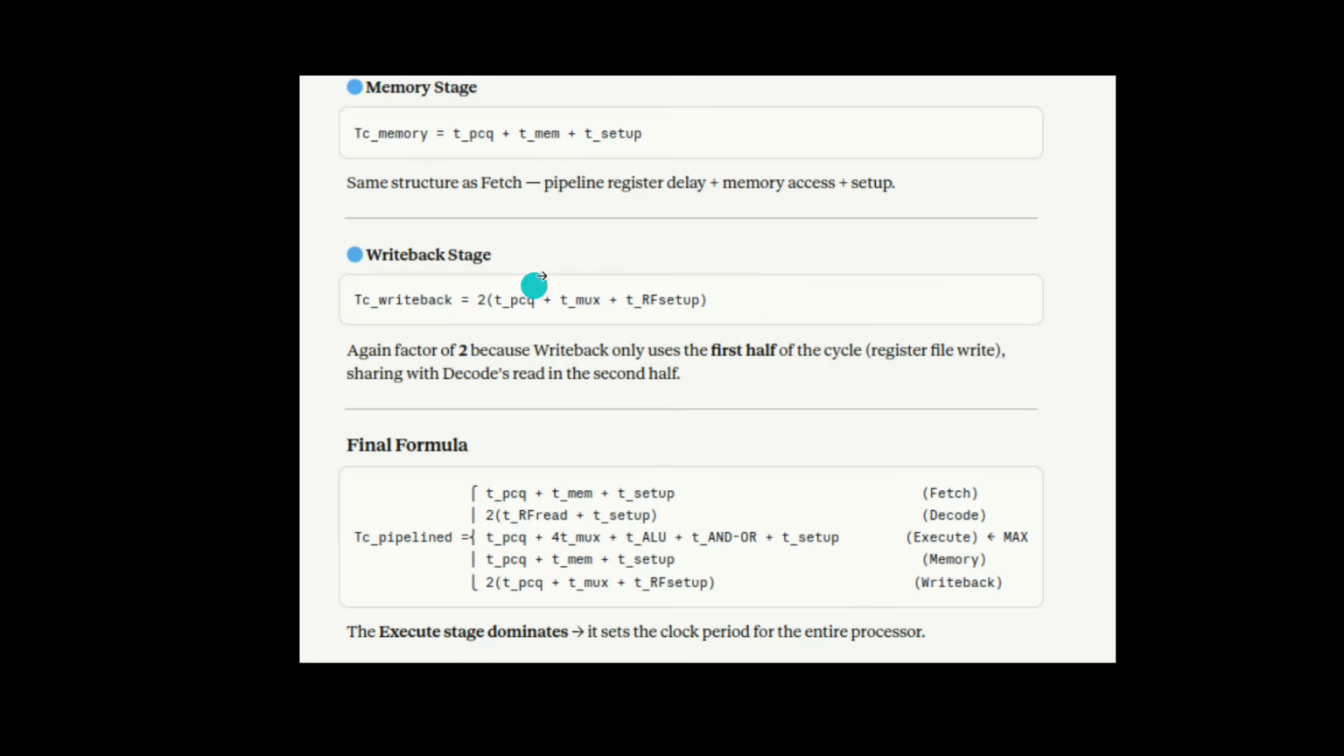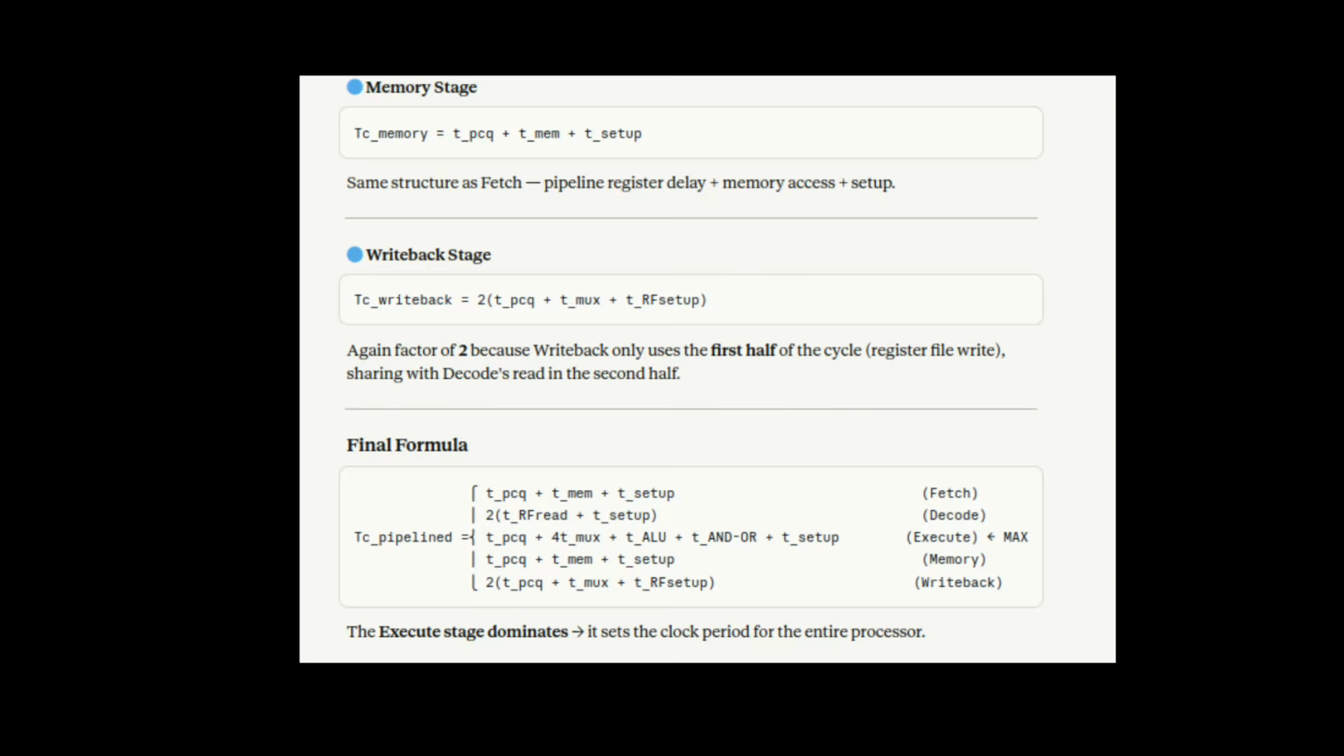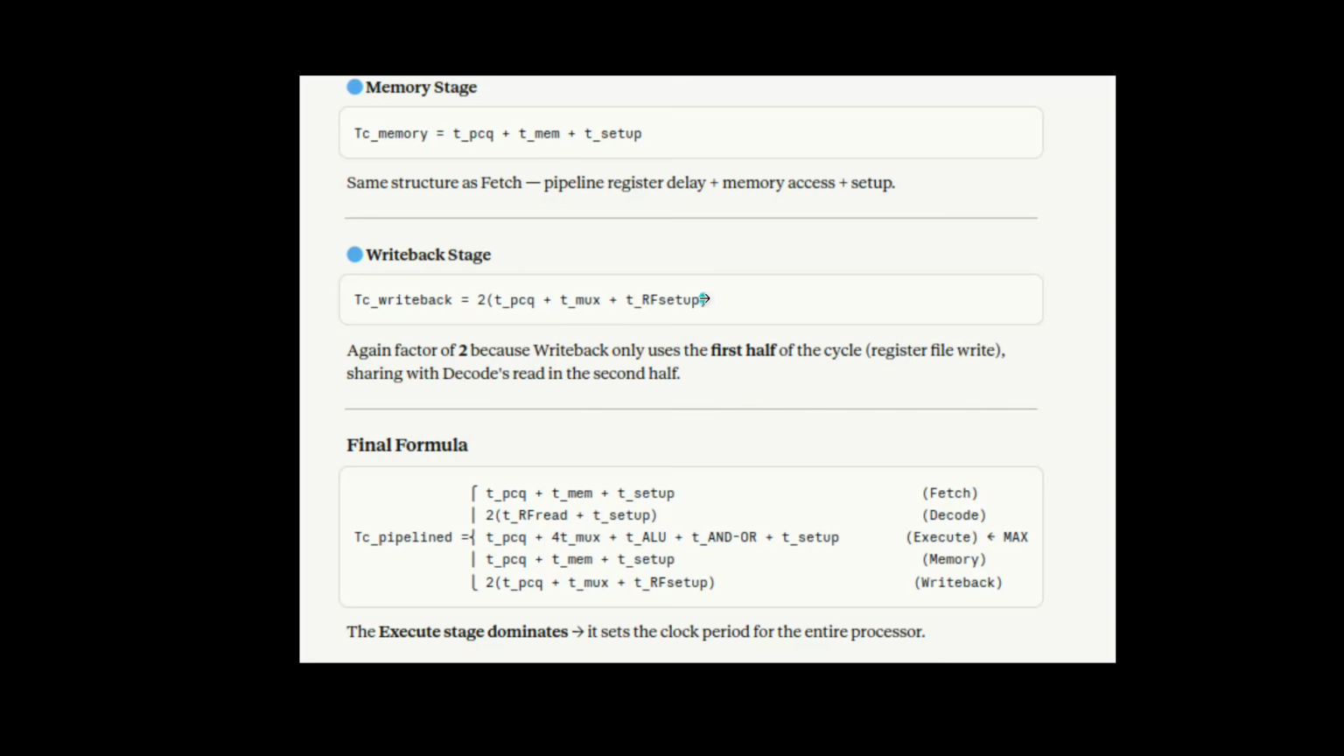That is the thing here, and we use a factor of 2, because write back only uses the first half of the cycle, and then it shares the second half with decoding. In the other case also, decoding uses a factor of 2, because the first half is in decoding, then the second half comes in write back. That is why in write back and decode we use a factor of 2. So there is register file setup, and also a mux, because in write back there is a mux to decide whether you read from the memory, from the ALU result, or from the PC plus 4 value. So there is a mux here.